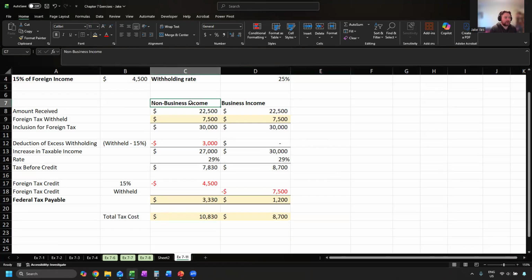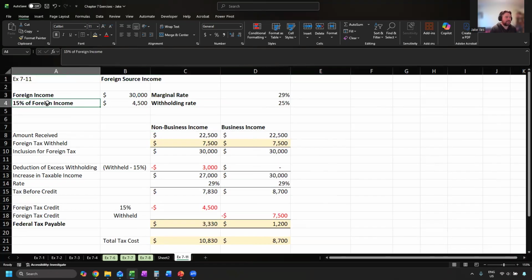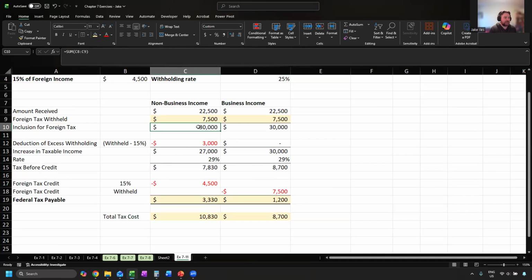Non-business income is slightly more complicated because we have a 15% maximum on our foreign tax credit. So our income is still $30,000. They held on to $7,500. So the foreign government held on to $7,500. Our maximum credit is $4,500. So the difference between what was withheld and our tax credit is $3,000. So that excess withholding is treated kind of like an expense against our property income.